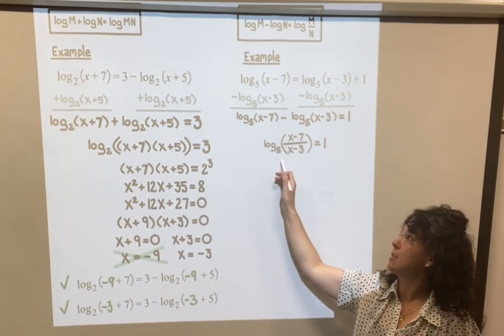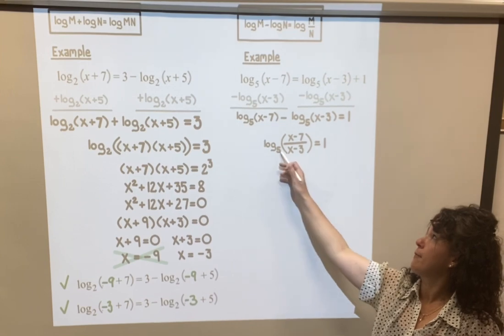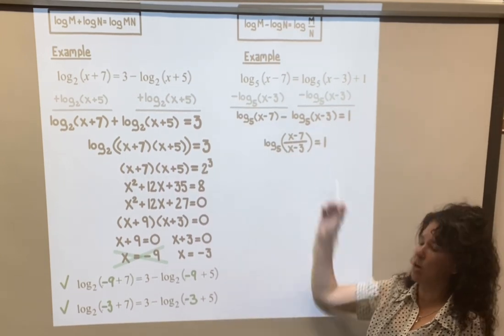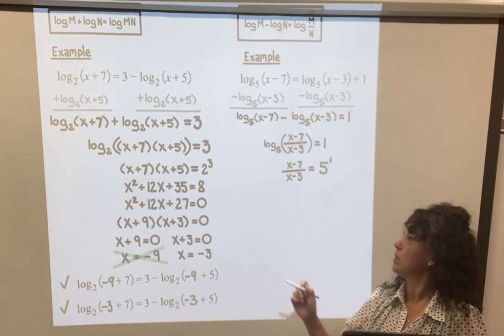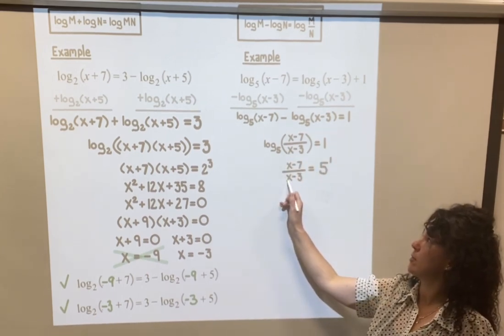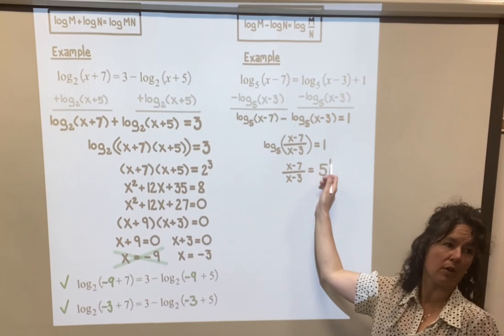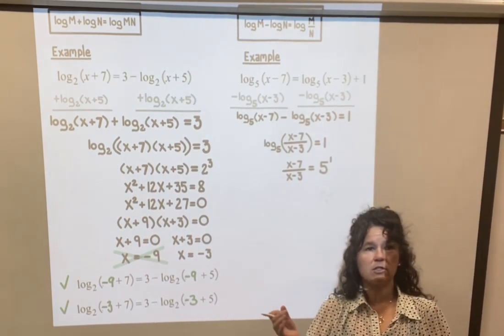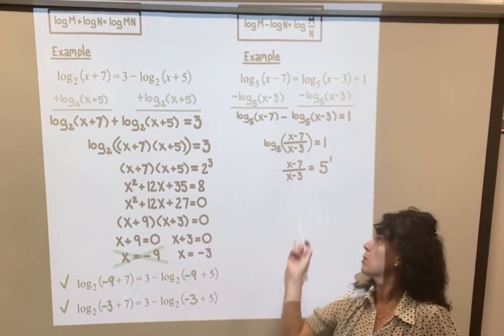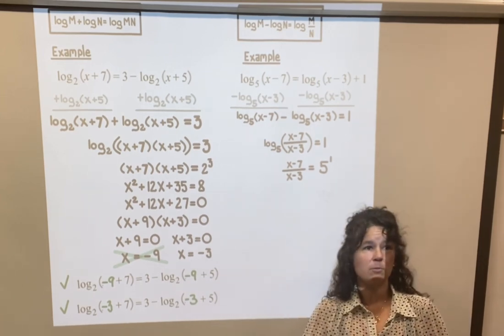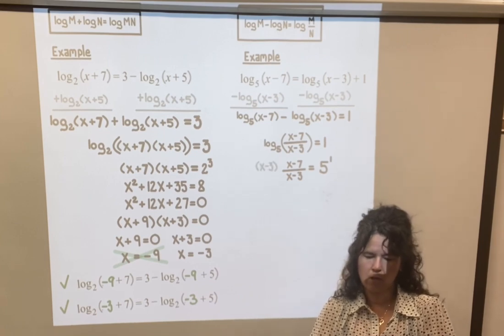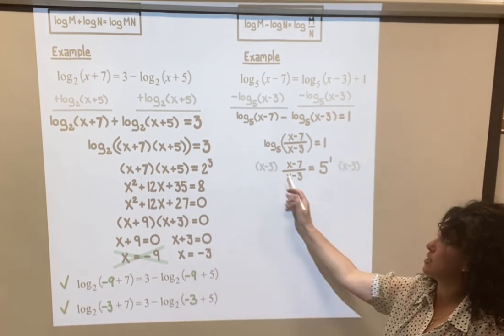Now that I have a single log, I'm going to go exponential. So that 5 tunnels under. So I'm going to have 5 to the power of 1. That log is gone. Okay, so I have x minus 7 over x minus 3 equals 5 to the first, which is just 5. My equation has a fraction in it, so our number one strategy for when equations have fractions is multiply both sides by the denominator. Nice job. So I'm going to multiply both sides by x minus 3.